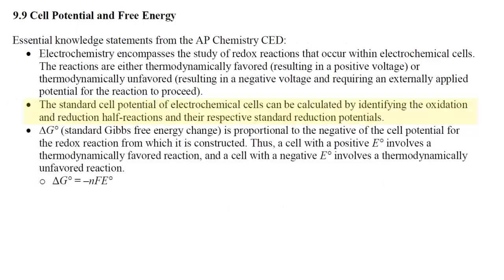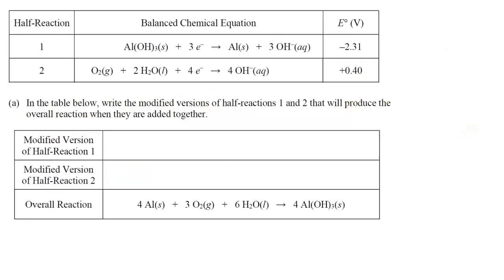So this question falls under topic 9.9, cell potential and free energy. The standard cell potential of electrochemical cells can be calculated by identifying the oxidation and reduction half reactions and their respective standard reduction potentials. So in order to answer part A, we have to figure out how the half reactions must be modified so that when we add them together, they will produce the overall reaction.